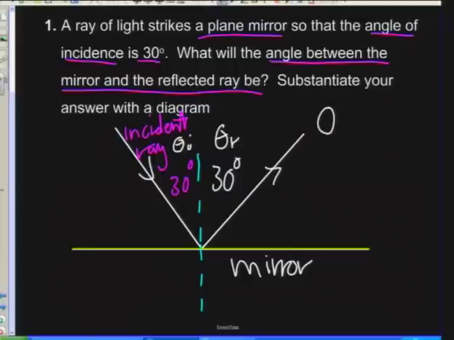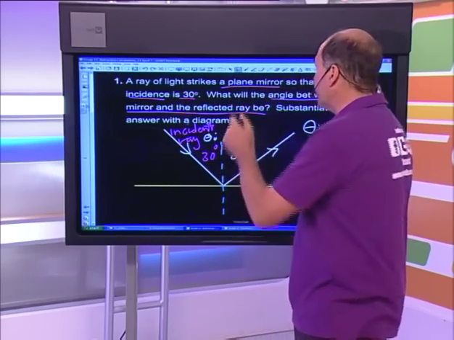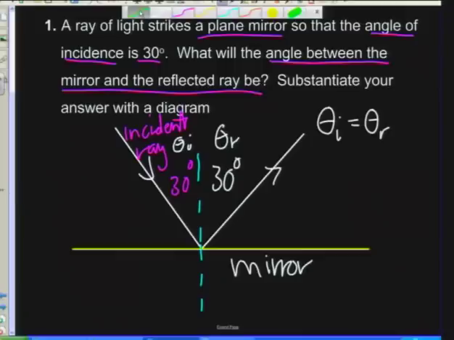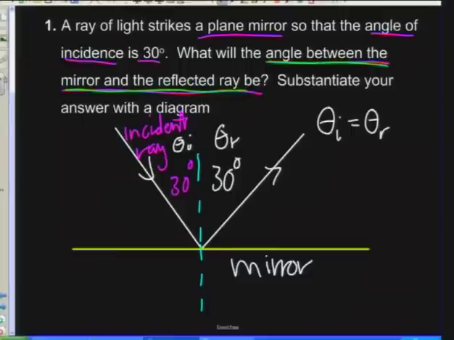And for reflection, we know that theta incident is equal to theta r reflected. Now, does that explain the question? Is that what they're looking for? No, let's go back and read the question, because this is a trick question. Let's have a look. What does it say? It says, please find the angle between the mirror and the reflected ray.